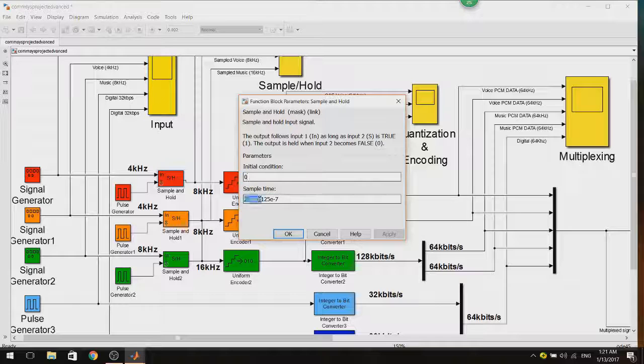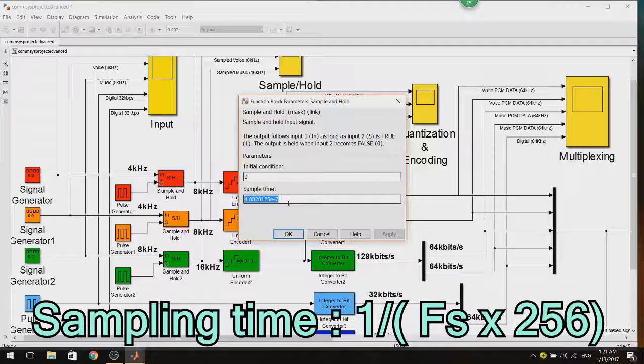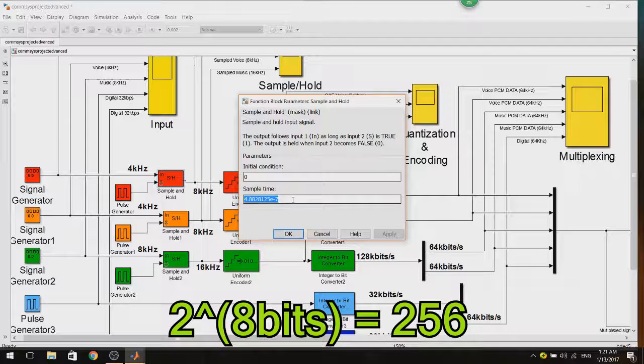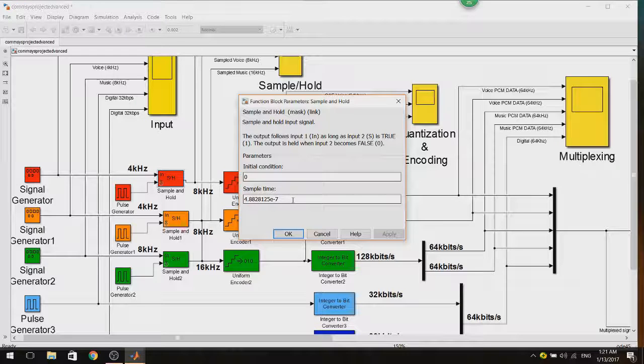How to set the sampling time? It's 1 over sampling frequency times 256. How do we get this? Why 256? Because 2 to the power 8 bits. We are using 8 bits. So 1 over sampling frequency times 256, because we have 256 levels. So we get 4.8828125 times 10 to the power of negative 7.